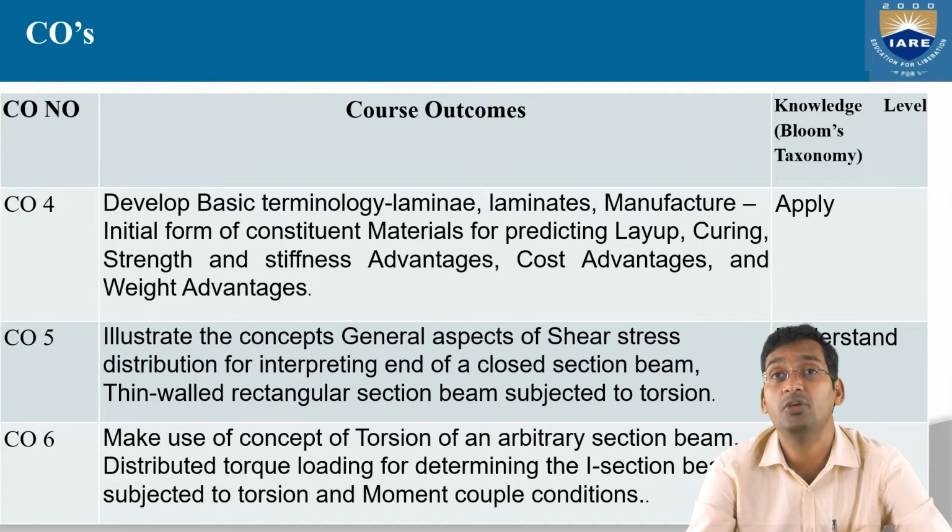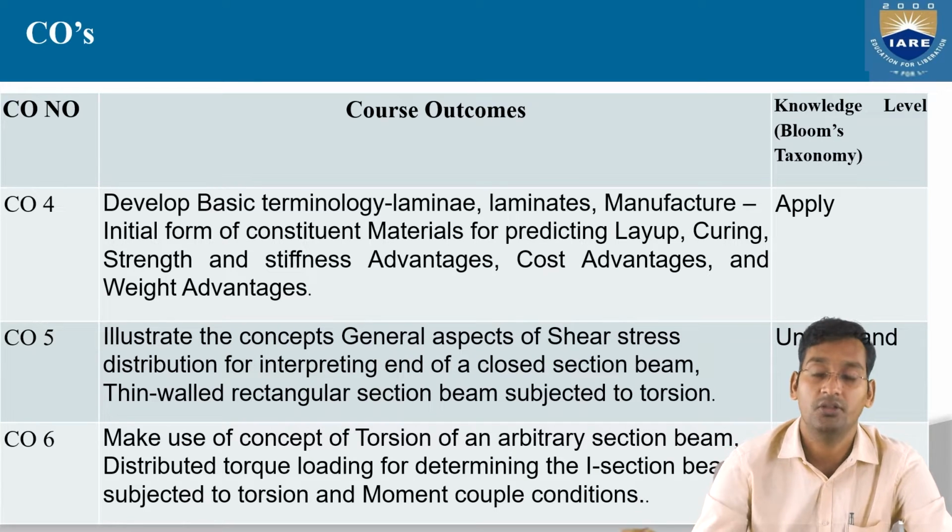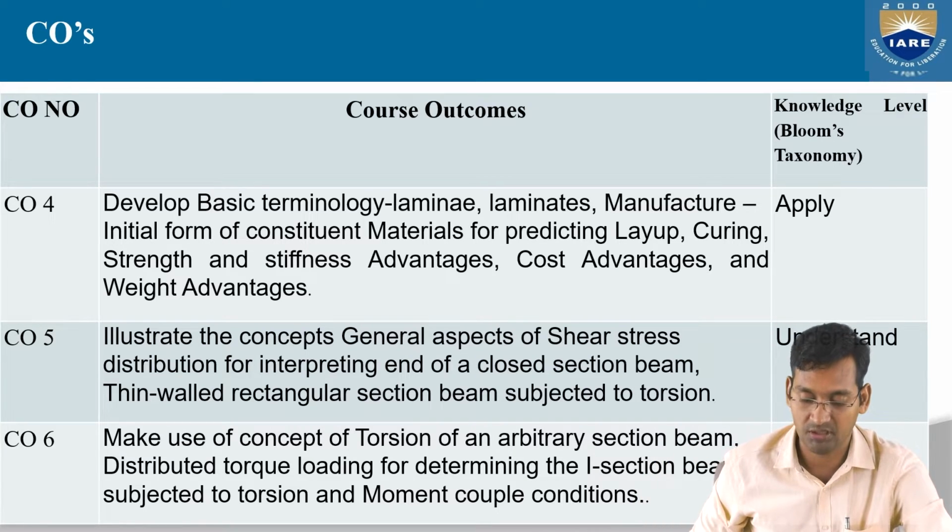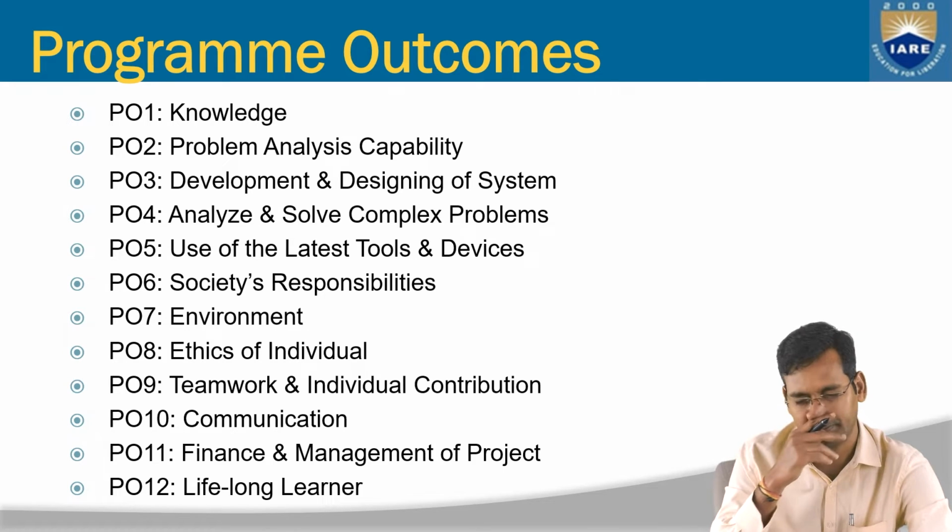In CO6, make use of the concept of torsion of an arbitrary section beam. So here a student will apply the concept of arbitrary section beam to describe the torque loading for determining the I section beam subjected to torsion and moment couple condition. So here they will apply the concept of what? I section beam and torsion will be the moment couple condition, right? So here a student will be able to apply these things.